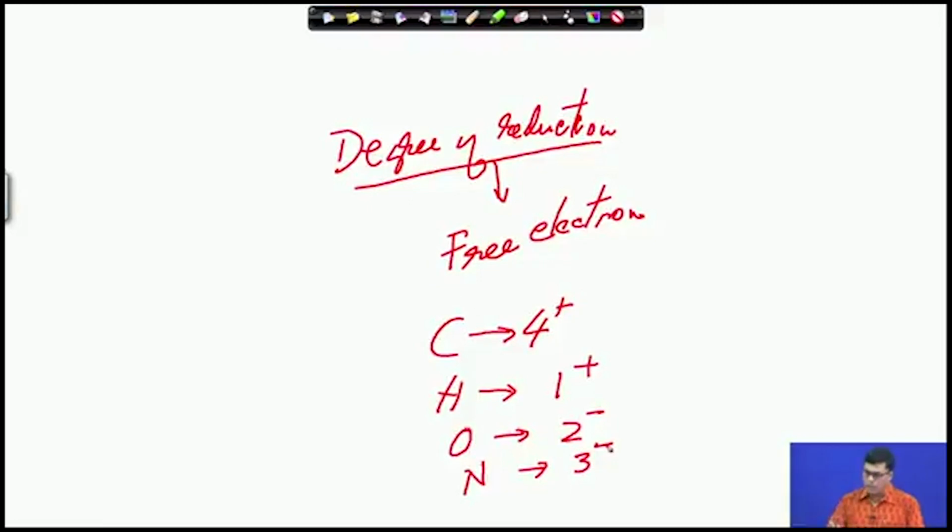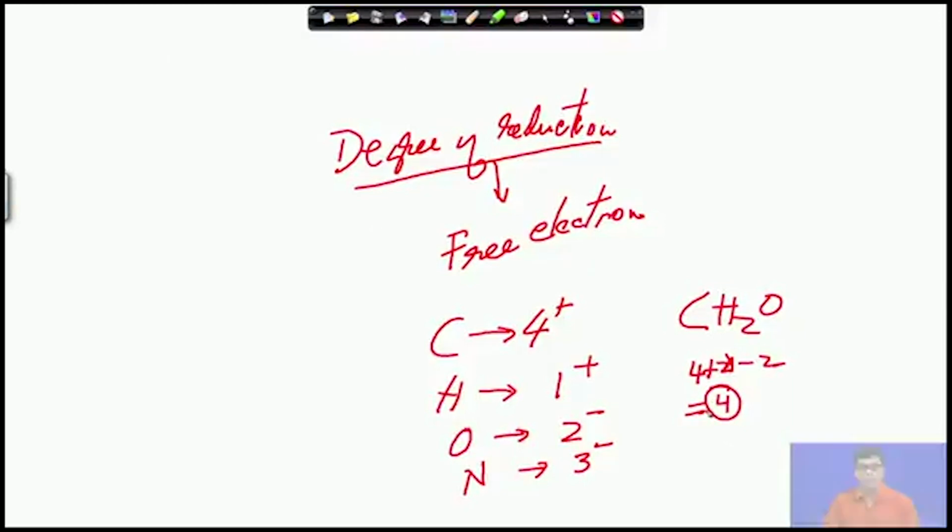Now, this is the formula of glucose, taking 1 gram atom. If you do the electron balance for free electrons, this is 4 plus 2 minus 2, because it is basically 2 into 1. So it comes to around 4. So 4 is the free electrons. Degree of reduction deals with how much free electron is present in the particular substrate molecule.